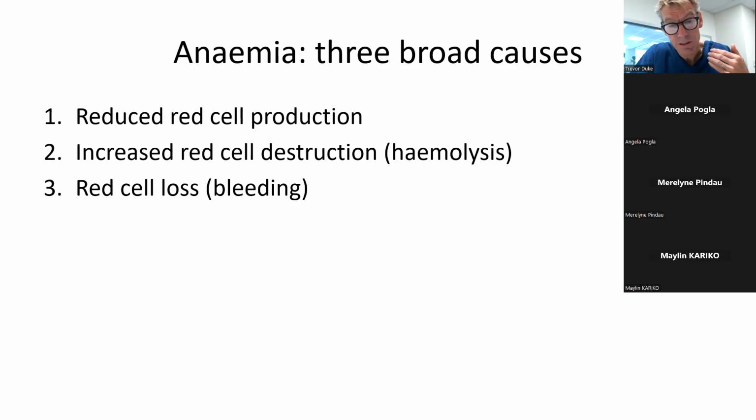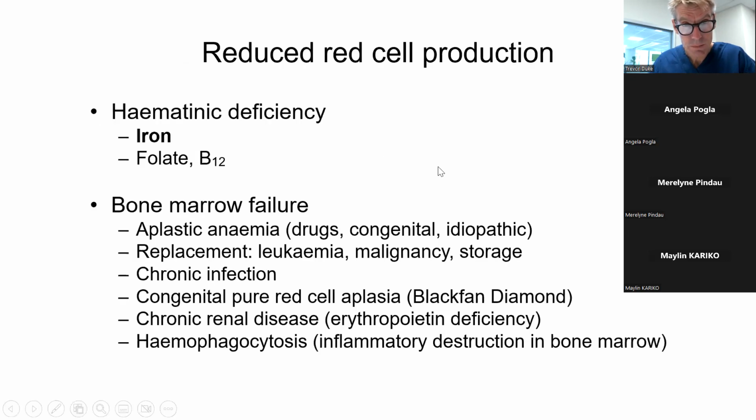If you think about all the different causes of anemia, and there's many dozens of them, they all are either reduced red cell production or increased red cell destruction or red cell loss. And when we think about anemia, we can think about the different types and how they fit into these three categories. I'm going to talk a bit about reduced red cell production because it's the most important cause of anemia. And mostly the most important cause is iron deficiency.